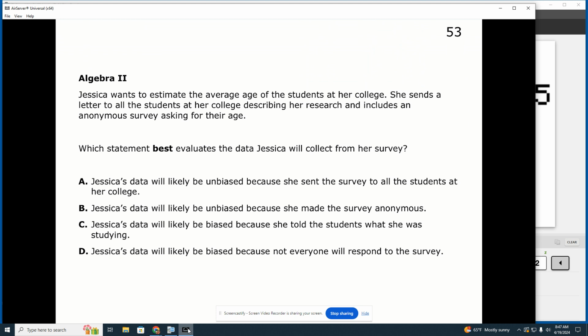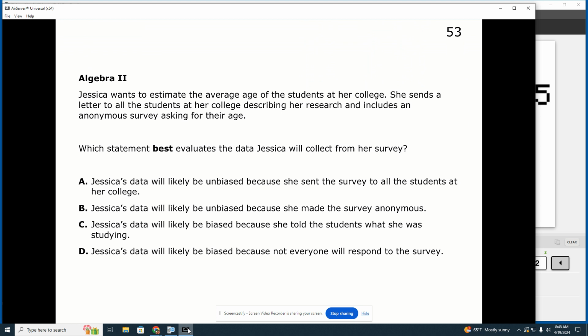That's not it. C, Jessica's data will likely be biased because she told the students that she was studying what she was studying. Again, I don't know if I even see what she was studying. She just wanted to know their age. That's the dumbest one in my opinion of all of them.